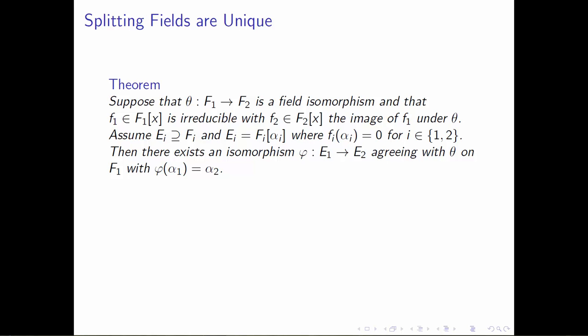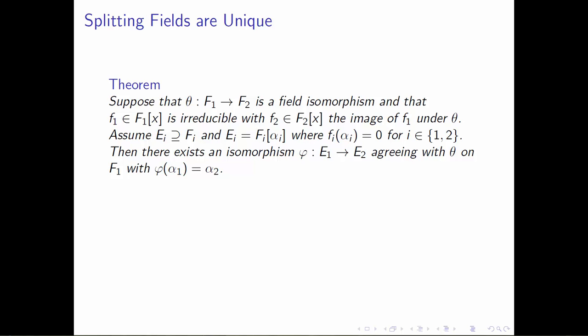So let's see what this sort of building block theorem says. Let's suppose that theta is a map from a field F1 to a field F2. That's an isomorphism of fields. And let's start with a polynomial f1 in F1 adjoined x that's irreducible. And let f2 be its image under the extended map. When we take theta and extend it to F1 adjoined x, we'll write f2 for the image of f1 under theta. And then let's assume that E_i contains the field F_i, and that E_i is actually F_i adjoined alpha_i, where alpha_i is a root of f_i. And again, I'm putting the i's there, but really i just needs to be a number that's 1 or 2.